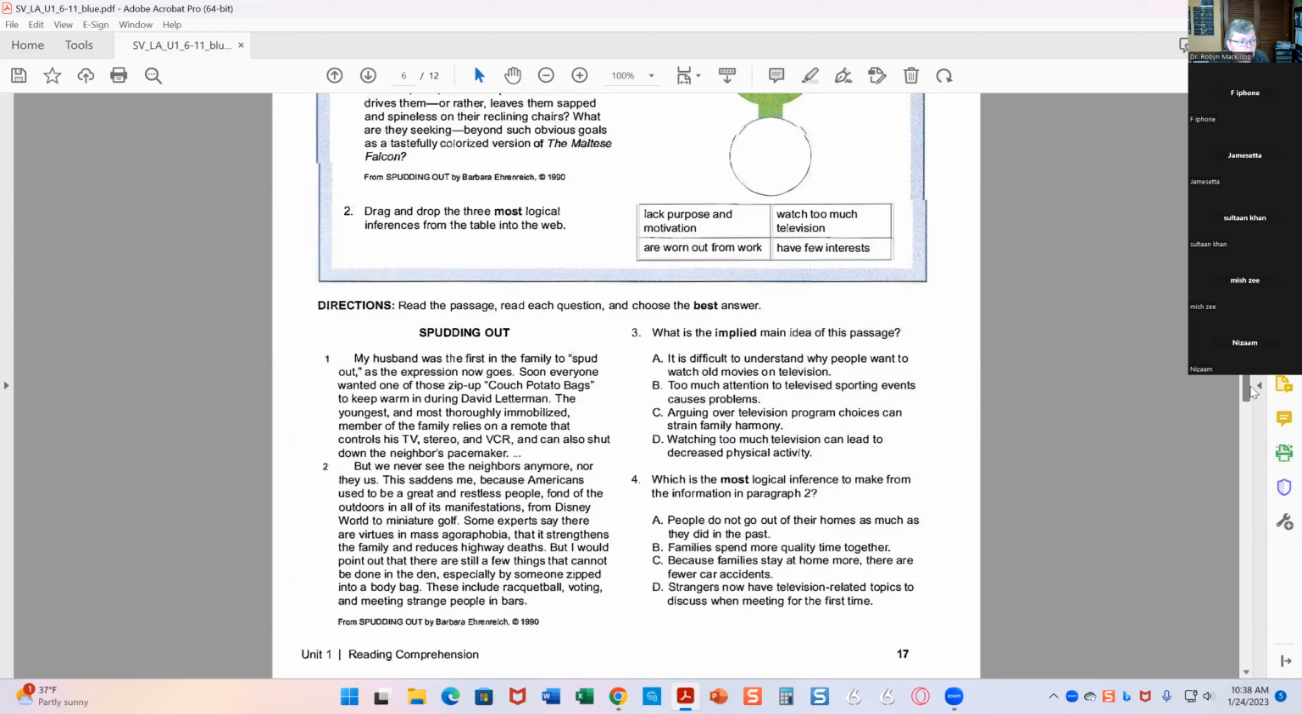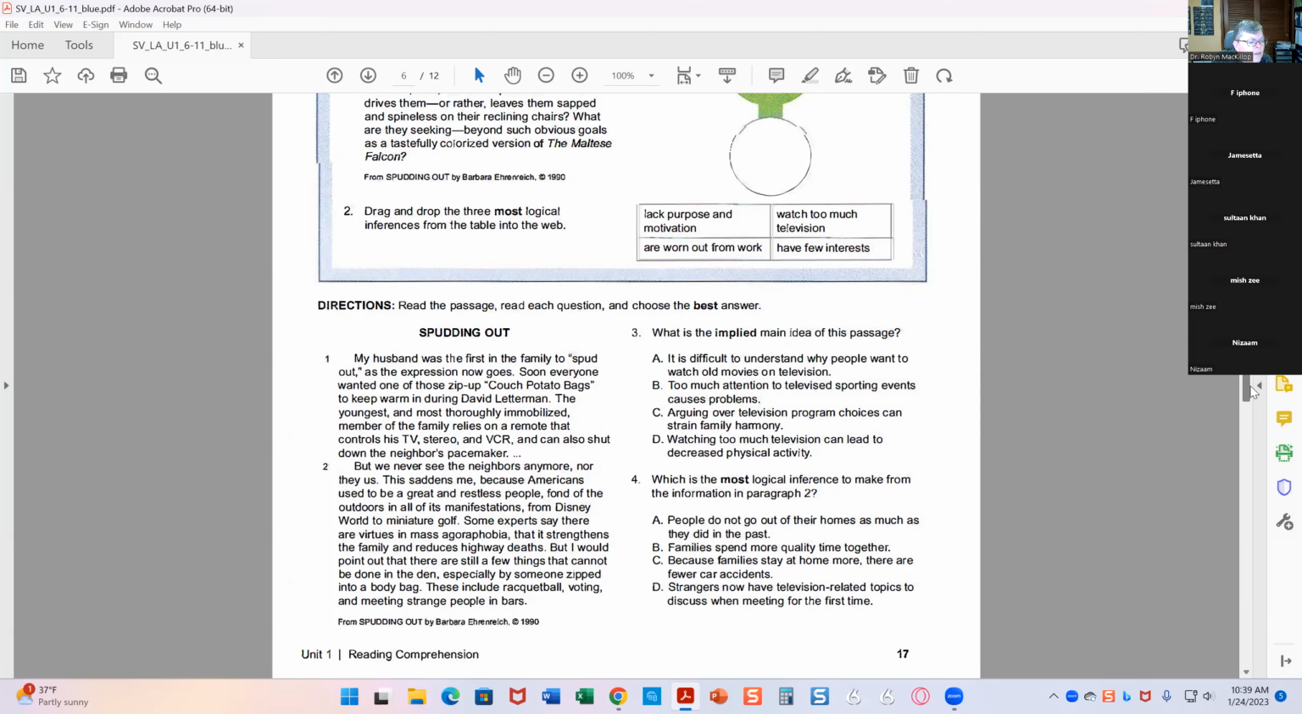Some experts say there are virtues in mass agoraphobia, that it strengthens a family and reduces highway deaths. But I would point out that there are still a few things that cannot be done in the den, especially by someone zipped into a body bag. These include racquetball, voting, and meeting strange people in bars.